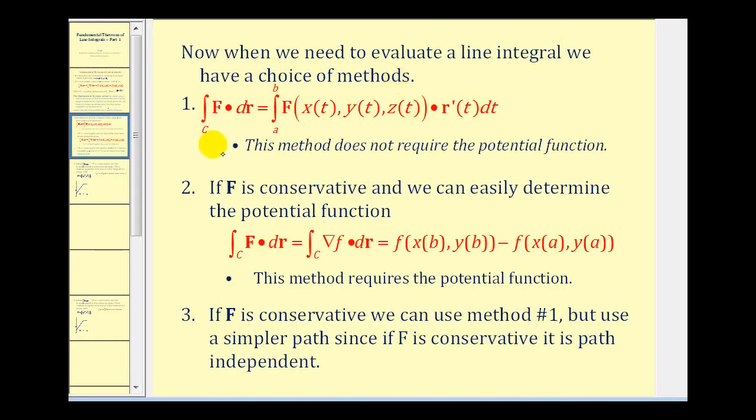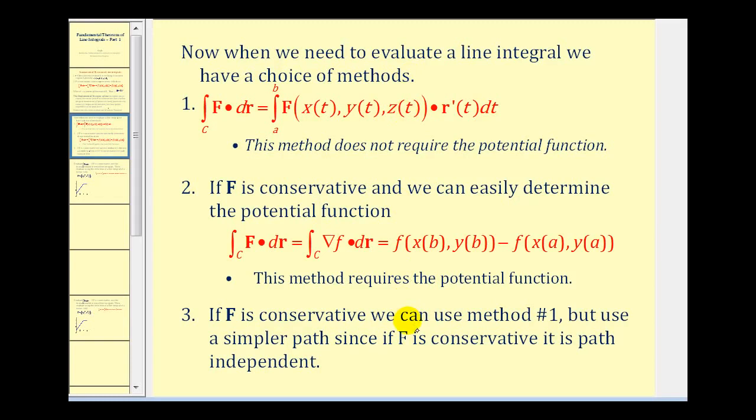So now, to evaluate a line integral, we have a choice of methods. This first method requires us to parameterize the curve in terms of t, rewrite the vector field in terms of t, dot it with r prime of t, and integrate with respect to t. And this method does not require the potential function. However, if F is conservative, and we can easily determine the potential function, we could take advantage of the fundamental theorem of line integrals. The third option is, if F is conservative, we could use method 1, but use a much simpler path because we know that if F is conservative, the path would be independent.